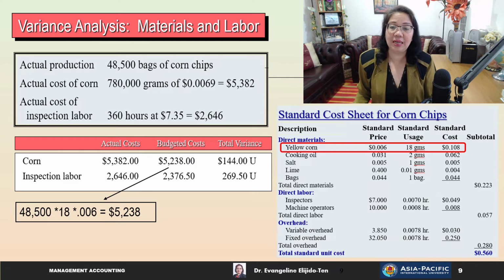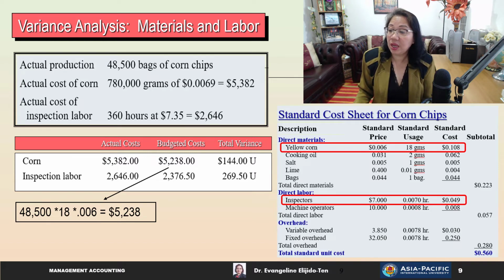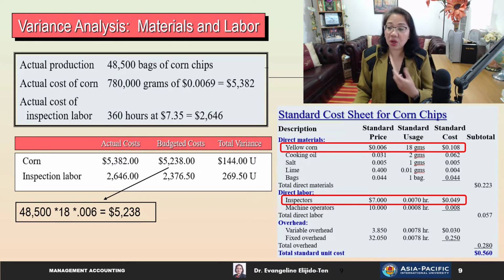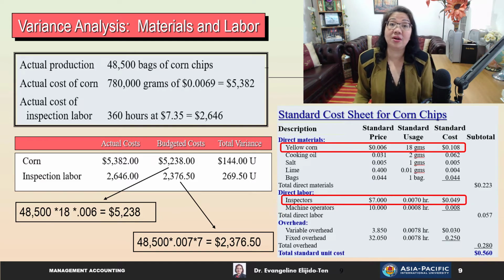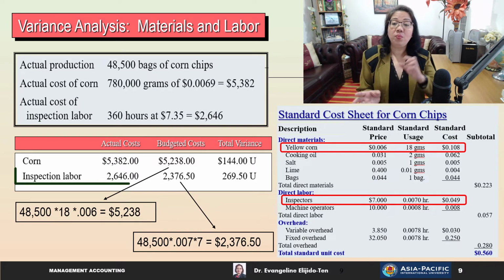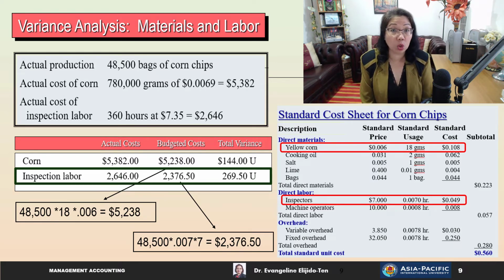Let's go to the inspection labor. The actual cost is given, $2,646, and the budgeted cost can be calculated based on the standard cost sheet. We are supposed to have a standard price of $7 and the standard hours of 0.007. So we'll multiply the actual production, 48,500 times 0.007, the standard hours allowed, times the standard price of $7, that would give us $2,376.50. So now we will get the difference between actual and budgeted cost, and we got $269.50. And again, this time actual cost is greater than the budgeted cost, so it is unfavorable.